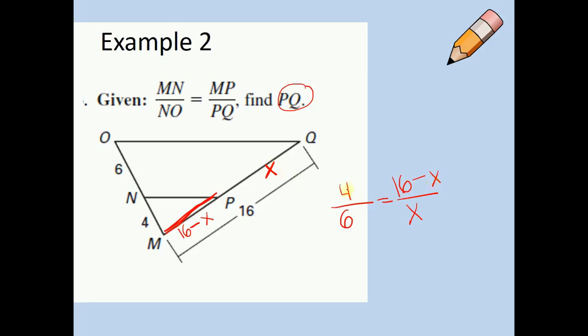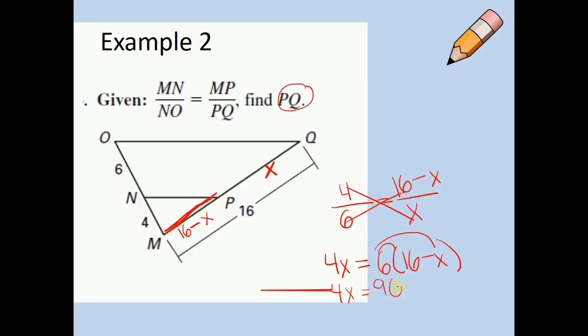Now I can cross multiply. So 4 times x, I'm going to get 4x. 6 times 16 minus x. I'm going to show my multiplication, that way we can make sure we distribute correctly. Whoop, pen decided to go a little wonky there. 96 minus 6x, just multiplied in. It looks like I had to add 6x to the other side, to get my x's alone.